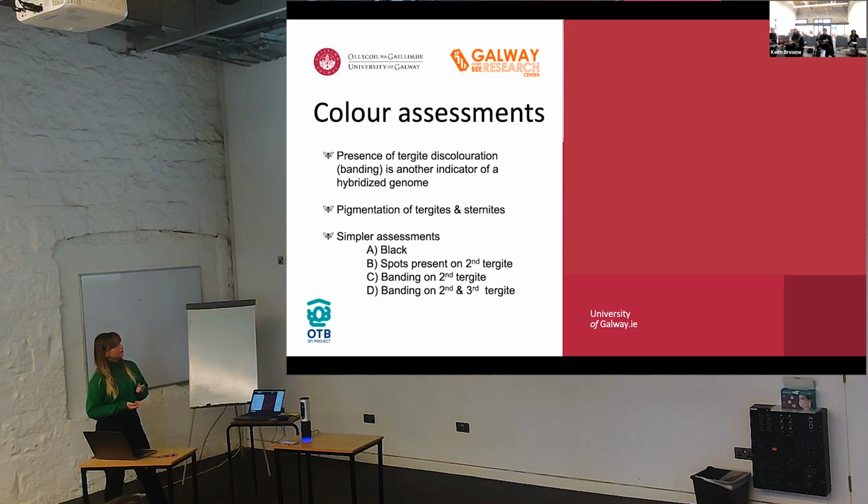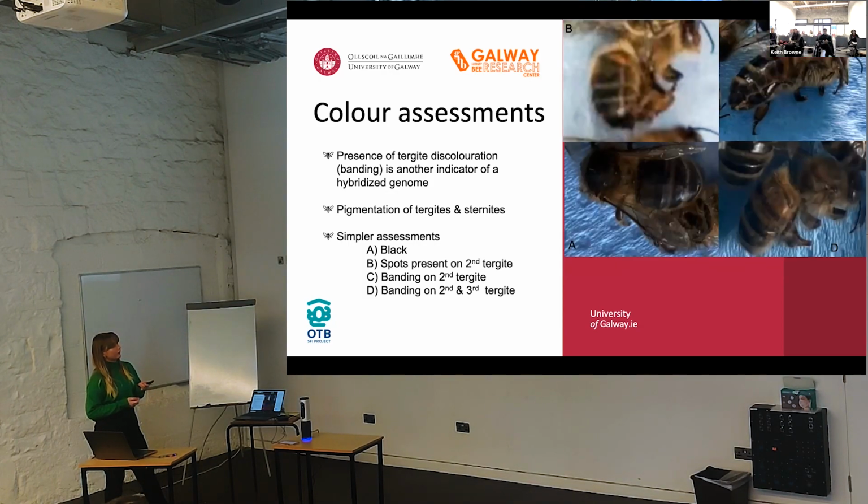And you can do that by categorising individuals into one of 4 categories. Those being black, which you can see in this abdomen here, there's no presence of any discoloration at all. You can have spots present on the second tergite. You can see it's just starting to creep in at the top here. You then have banding present across the entire second tergite, or banding across the second and third tergite.